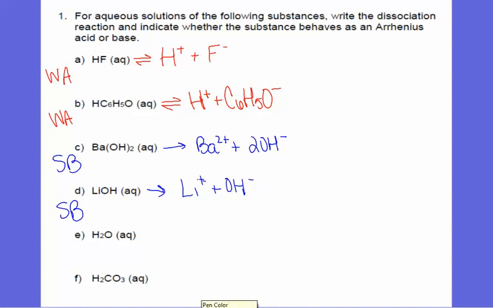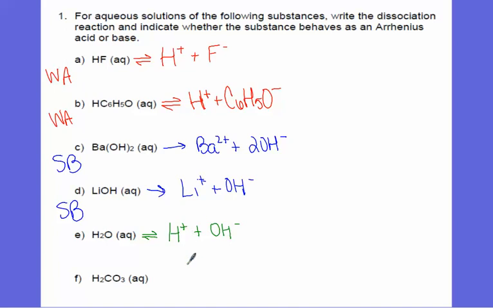All right, H2O. Before we try to figure out what it is, let's just write out the dissociation. I'm going to give it an equilibrium arrow. I'll explain why in a little bit. But if we were to dissociate that, what ions would it make in solution? H plus plus OH minus.